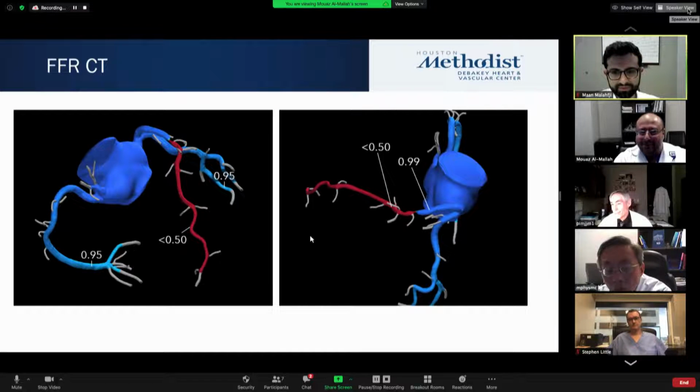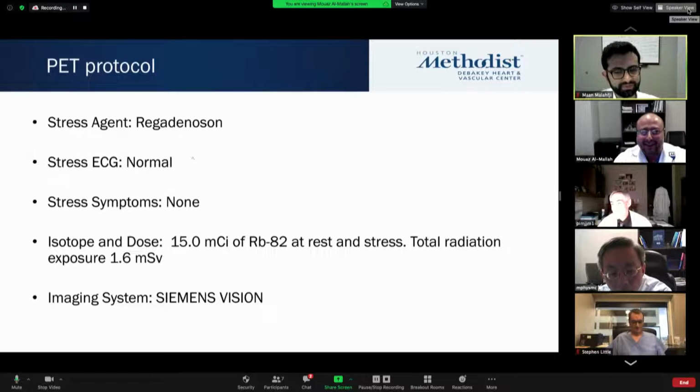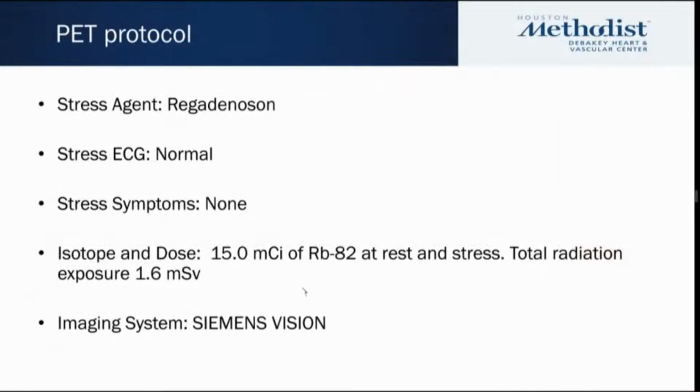All right, so the gold standard here is PET. So we moved on to PET. She had a regular pharmacological stress test. I just want to point out that despite having a BMI of 30, she received 15 millicuries at rest and stress. So the total radiation dose of this PET is 1.6, and this is because we're using a digital PET scanner, so we are able to give these lower doses.